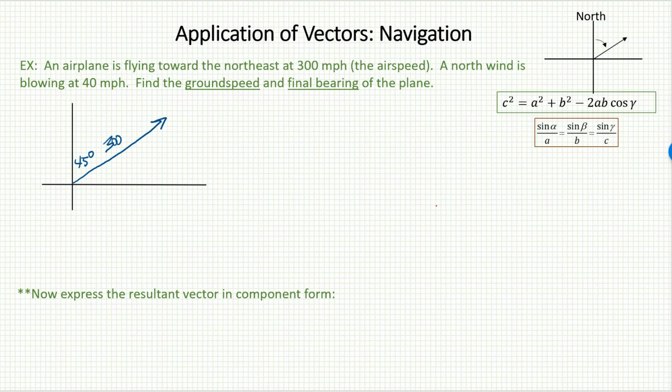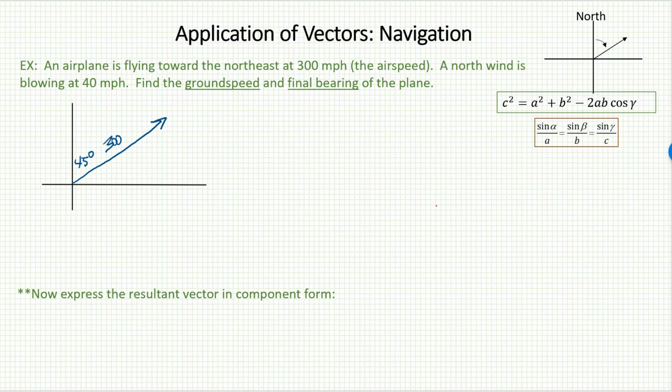But the thing is, there's a wind, a north wind. That means a wind coming from the north, so heading toward the south. And the wind is going to have an impact on the airplane. So the instrumentation in the plane is pointing the plane in one direction, but the wind is going to impact both the speed and the final direction the plane travels.